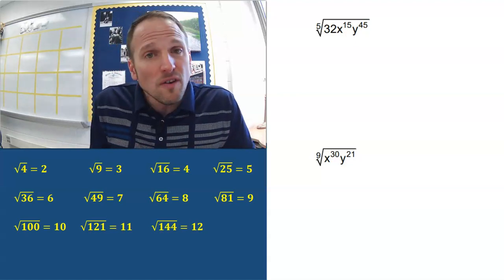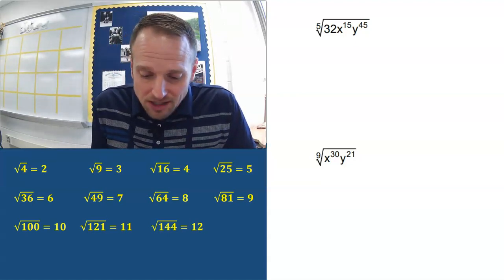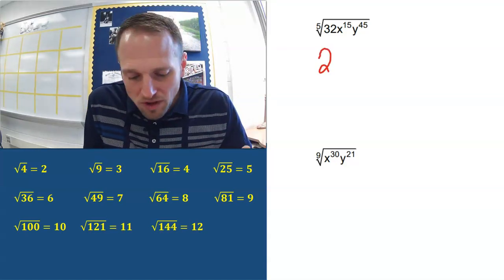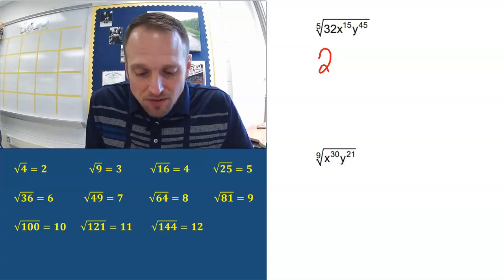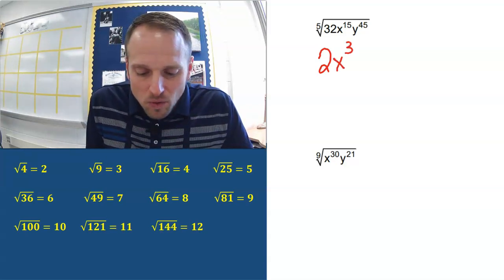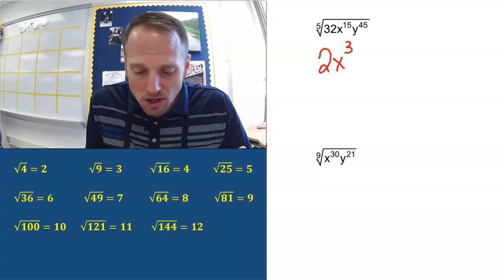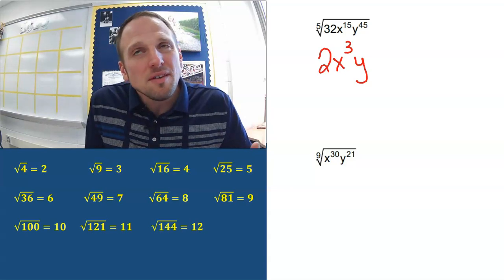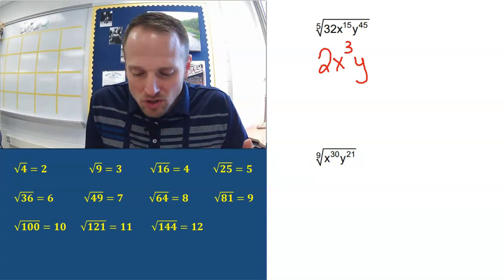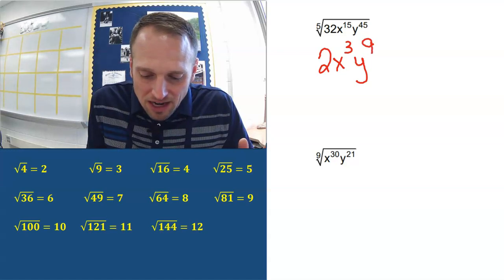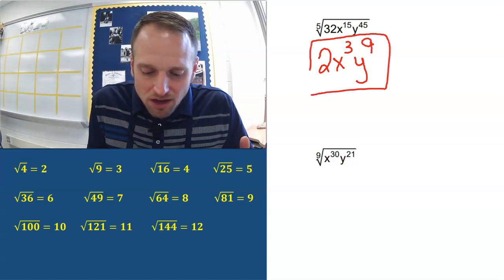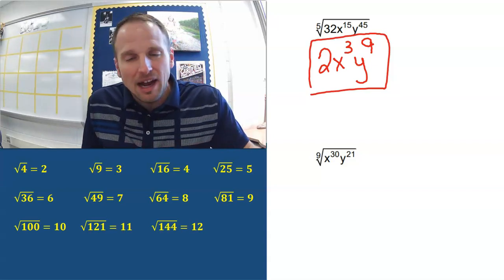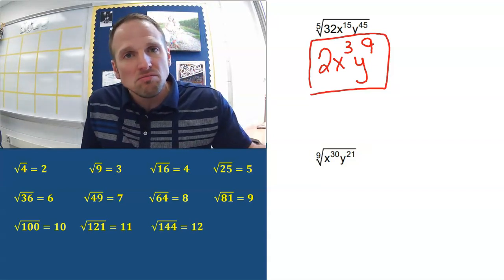So the 5th root of 32, actually this comes out nice and easy. That's just going to be 2. Okay, now we need to take the 5th root of x to the 15th. So 15 divided by 5, that's just going to be 3. Well, so far so good. And how about y to the 45? 45 divided by 5, that's just going to be 9. A nice even 9, no remainders, no nothing. That's our answer. That's it, because everything divided out or took the 5th root evenly.